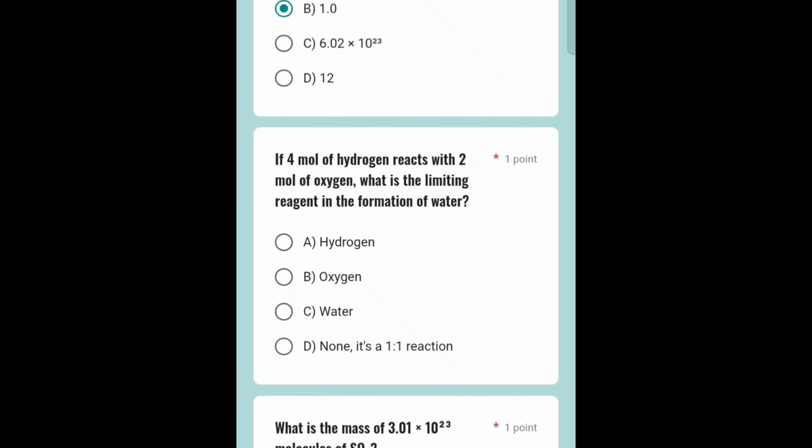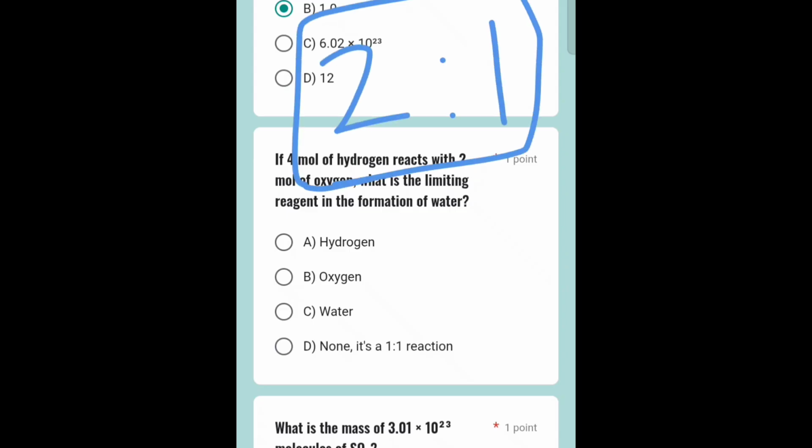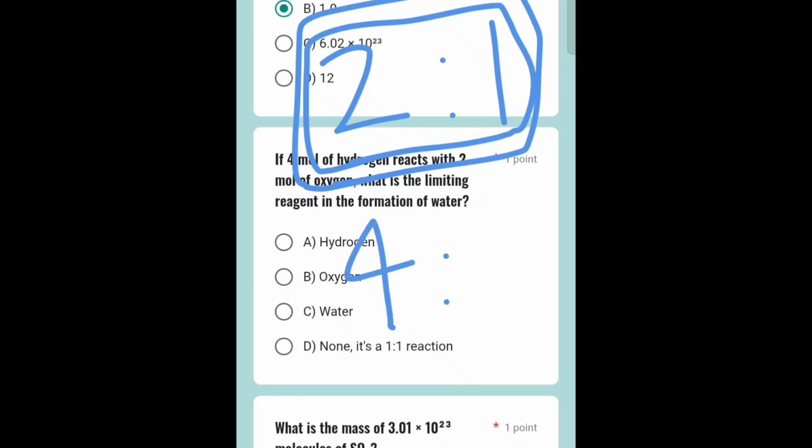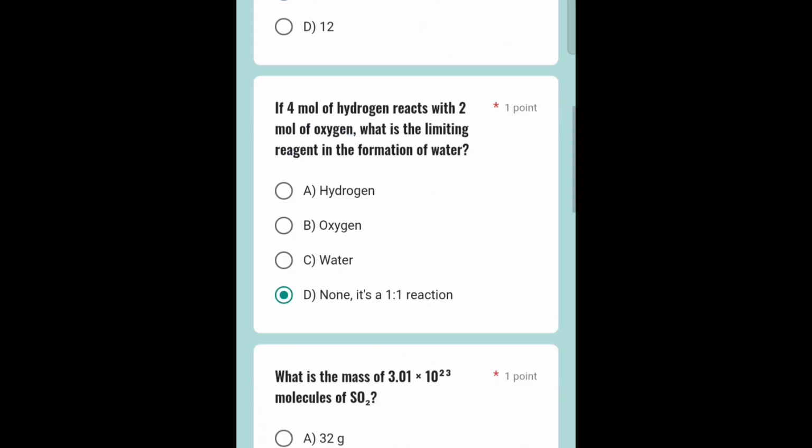The ratio for the formation of water, of hydrogen and oxygen, is 2:1. So by writing 4:2, it comes out to be 2:1. So none of them is a limiting reactant in this reaction.